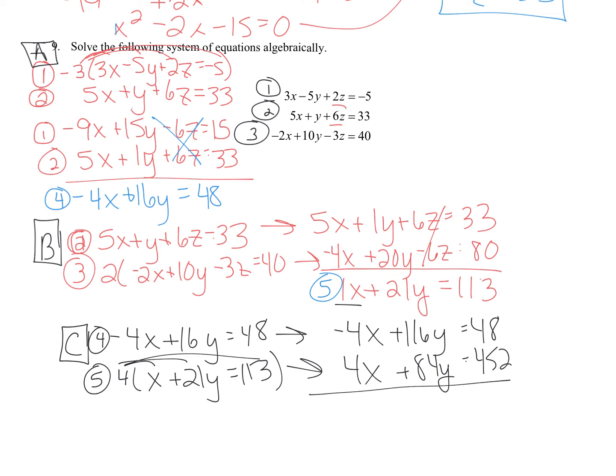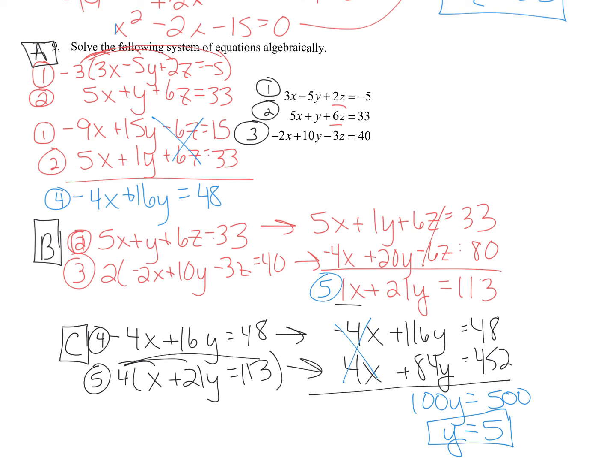So now we're going to cancel, this cancels. 16 plus 84 is 100. 48 plus 452 is nicely 500. So if I solve now, I have y by itself, I get y equals 5. So that's my first of my 3 variables to solve. As long as that went well, the last steps are usually pretty easy.